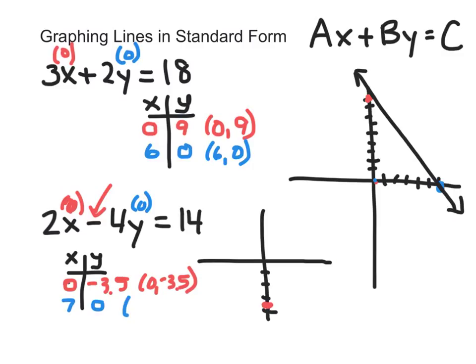And then our second point, which is going to be at 7, 0. We need to move 1, 2, 3, 4, 5, 6, 7 units from the origin to the right, and then up or down 0, which means it's right there. And once again, we are able to graph our line.